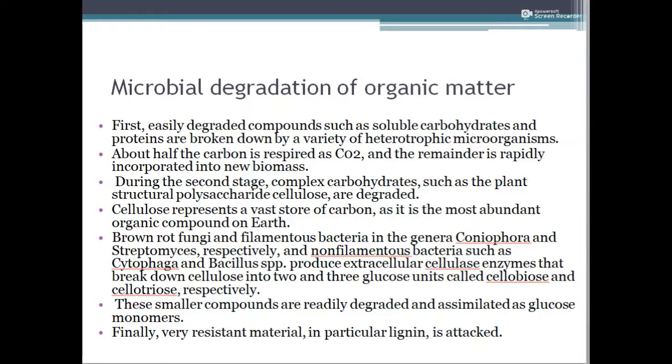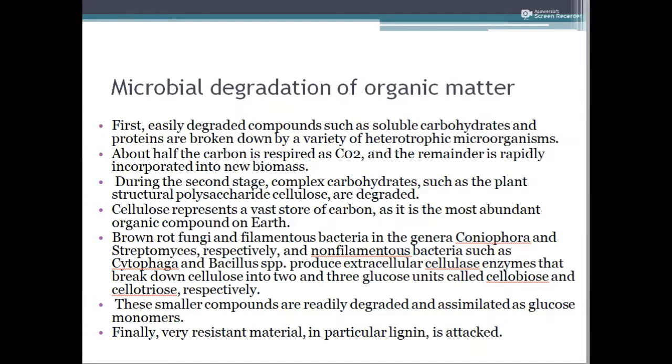Then these similar compounds are readily degraded and assimilated as glucose monomers. Ultimately you also have one part which has not been degraded. That is the lignin. Lignin of the plant is not degraded by the common microbes. You need specialized bacteria as well as fungi, and most predominantly it's the fungi that affect the lignin.